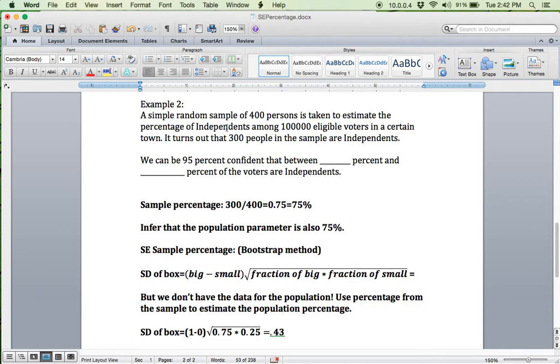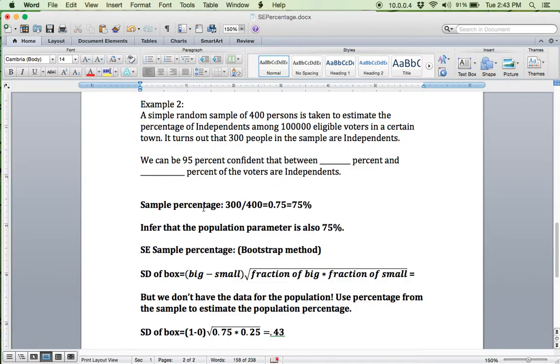And say that our sample is 400, right, and 300 of those people happen to be independents. So notice again, the difference here is that we don't know anything about the population, but we can count the sample, and then the sample can help us understand something about the population. And we also want to know about this 95% confidence interval, so we'll get to that in a second.